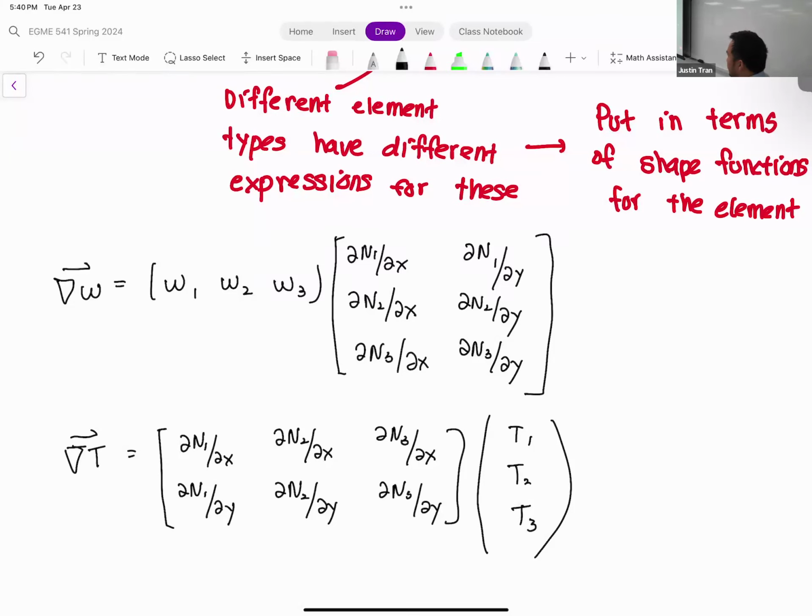So these are the expressions for the 3-node triangle. Notice that because our triangle has 3 nodes, it has 3 shape functions, and that's going to affect the size of this. The other dimension depends on the dimensionality of the problem. Since we're in 2D, we have 2 columns for the gradient of the weighting function and 2 rows for the gradient of the temperature.